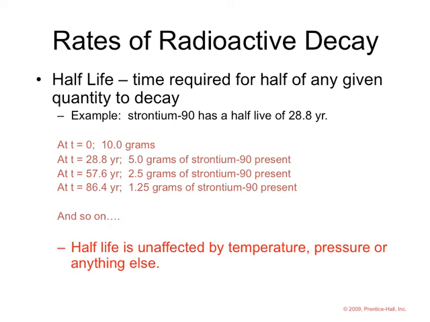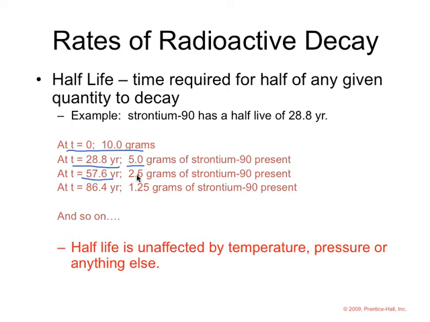All right, radioactive decay. If we talk about rates, remembering back to kinetics, there is a defined term called a half-life, and that's the time required for half of any given quantity to decay. So, for example, if we look at strontium, it has a half-life of 28.8 years. So, at the start, when we look at strontium-90 as a sample, say we have 10 grams. At the end of one half-life, 5 grams will be remaining.